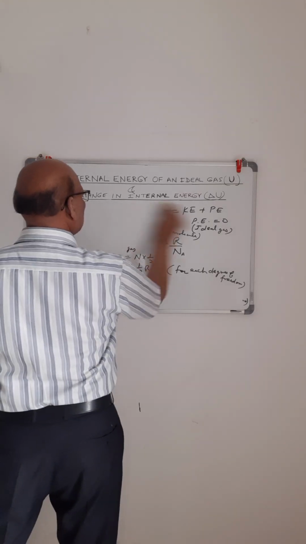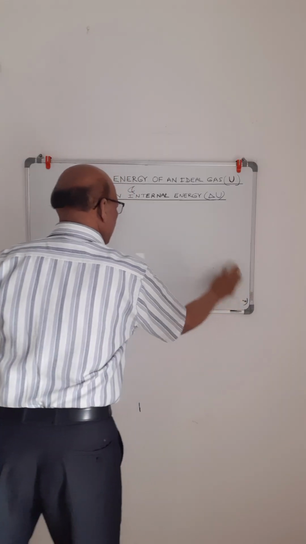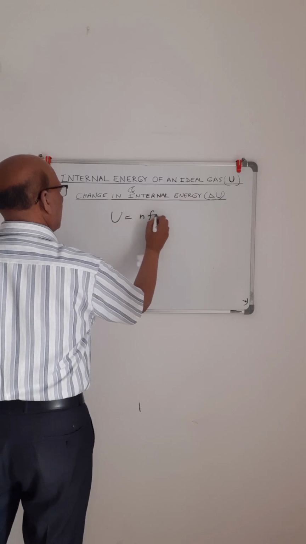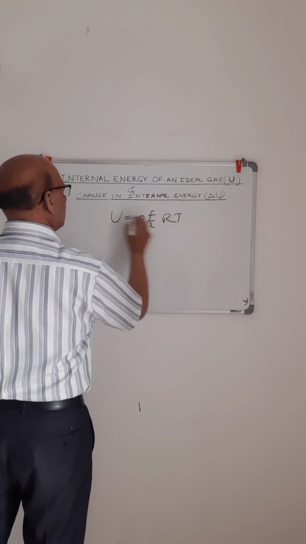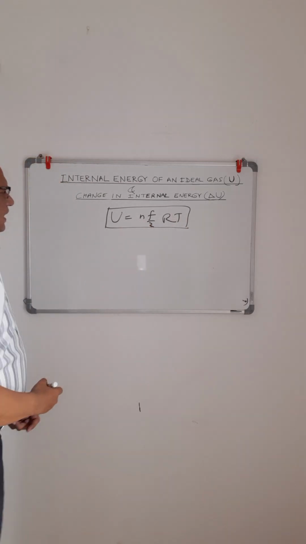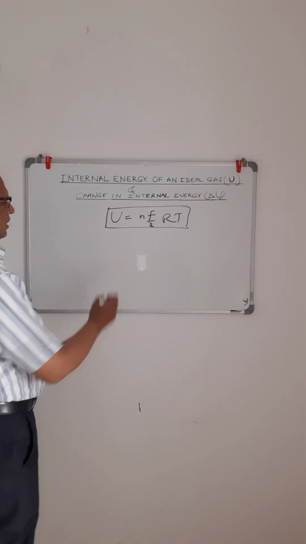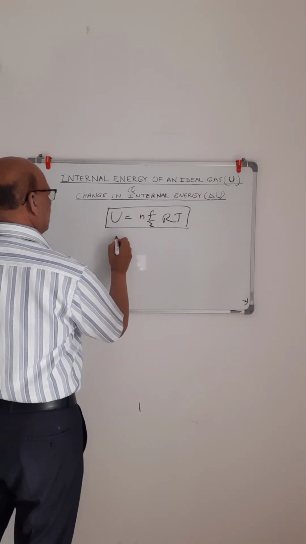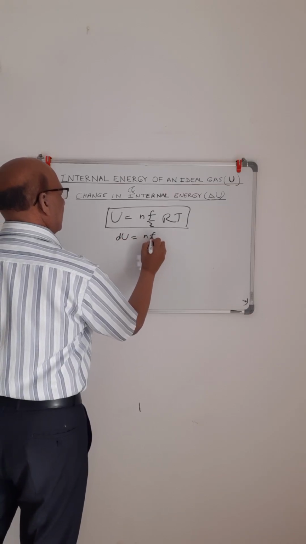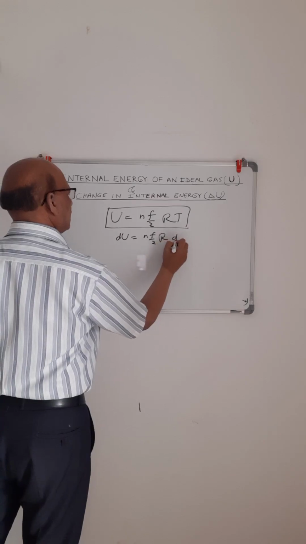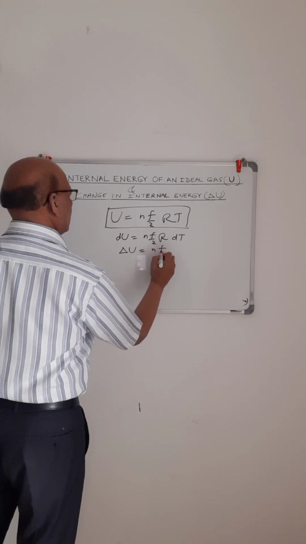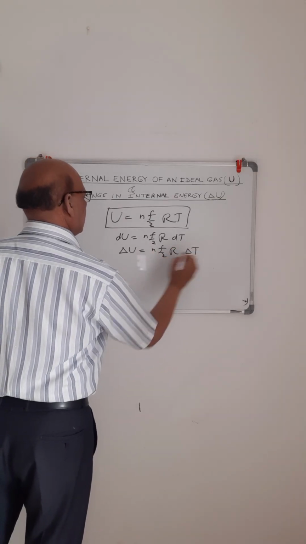So we can say that for n moles of an ideal gas, U equals n into F by 2 RT, where F is the number of degrees of freedom and n is the number of moles. अभी अगर हम इसको differentiate करें with respect to temperature, then we will get dU equal to nF by 2 R dT, or we can say that delta U equal to nF by 2 R into delta T.